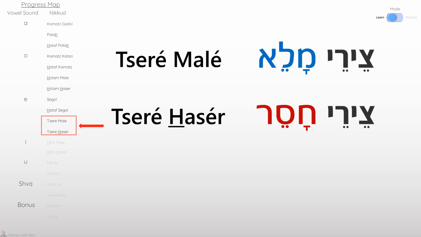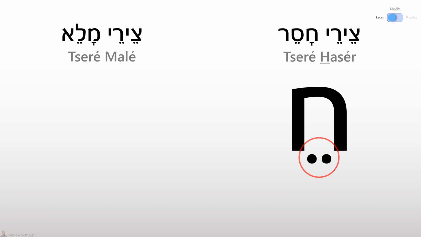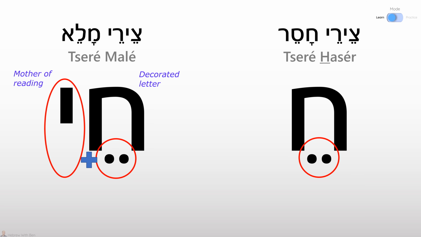In this lesson, we are going to be talking about the tzere nikud sign. The nikud sign tzere indicates the vowel e. Similar to cholam, tzere comes in two possible forms, male or full, and chaser or missing. Tzere chaser is represented by two dots underneath the letter. Tzere male representation is similar, with the addition of a mother of reading added after the decorated letter.